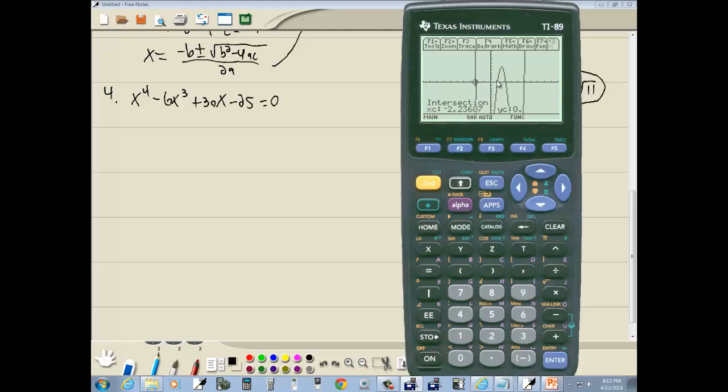Looks like our answer here is 1, but let's verify that. Let's do F5. Choose 5 for intersection. Enter our first curve, enter our second curve, lower bound. I want to be to the left of that answer, which right there is fine. Press enter. Upper bound, I'll do a right arrow, and I want to be to the right of it, right there, and press enter. And we get x equals 1.